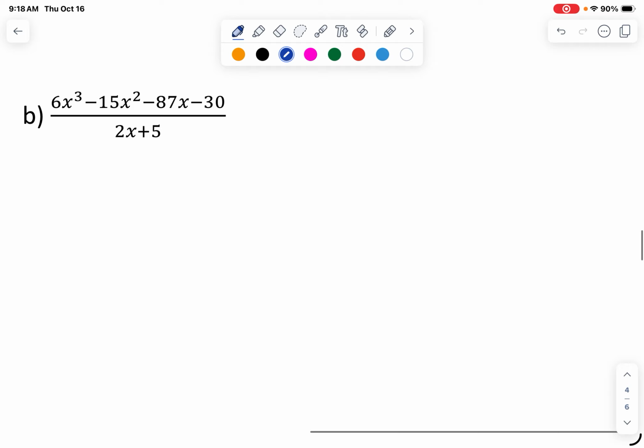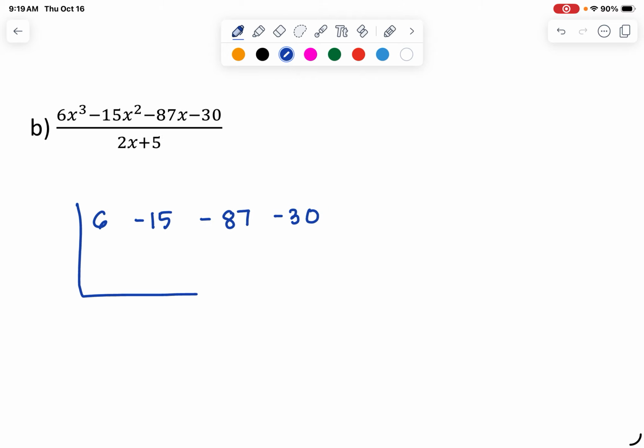All right, last but certainly not least, not much more difficult, right? Go ahead and write down your coefficients. I have cube, square, linear, constant, so no terms are missing. 6, nope, 6. I almost did long division. A negative 15, negative 87. I don't like that those numbers are big, but it's okay. And a negative 30.